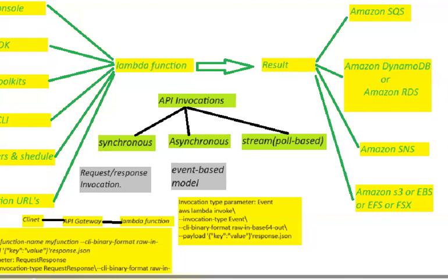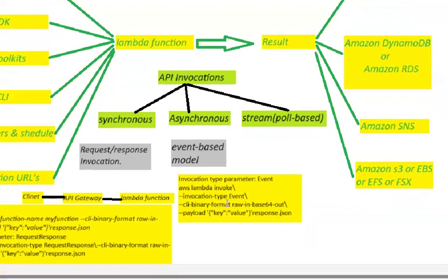We can do this asynchronous invocation by putting the invocation type parameter as event. That's it. Here you can see the same invocation code I wrote, and I just changed the invocation type. That is what? Event. That's it. I haven't changed anything. This is how the invocation happens.